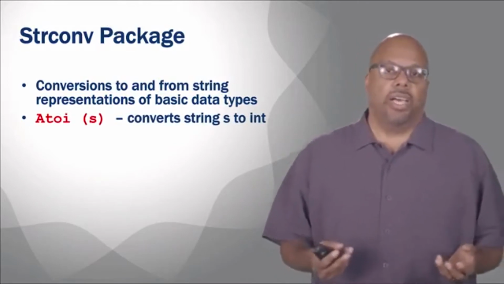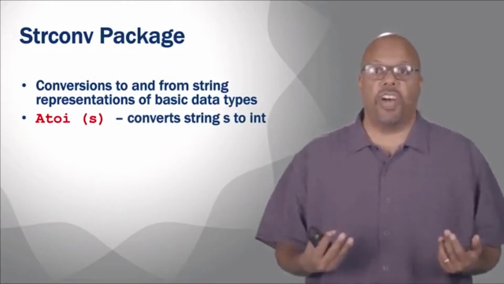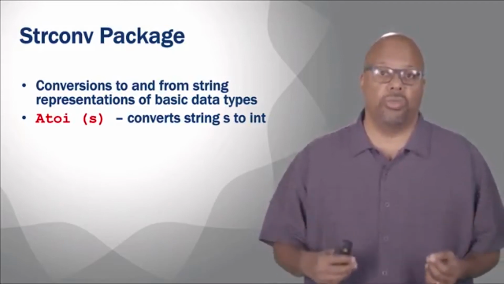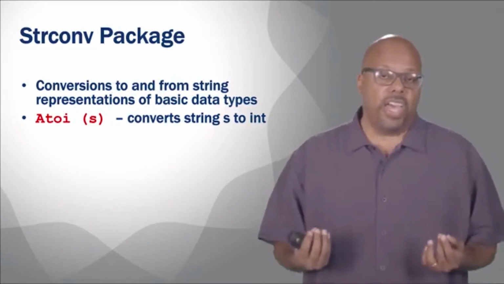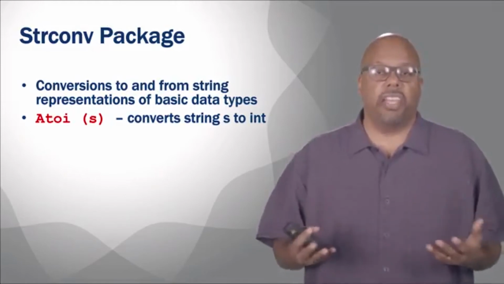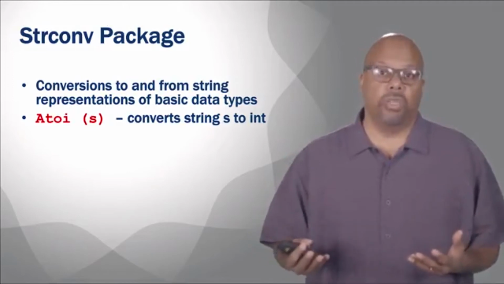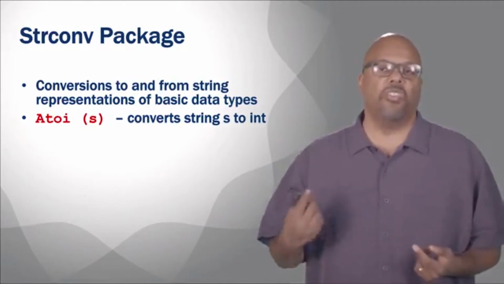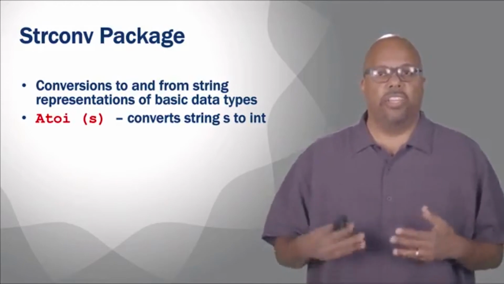So let's say you're reading a string from a file, and this string is the number 123. When you read that as a string, you can't do math on a string, right? You can't take that 123 and add 1 to it because it's a string type, it's not an int type. So you need to read that string in and then convert it to an int, and then you can do math on it.